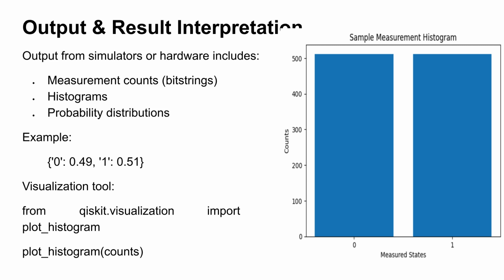Results from simulators or hardware include measurement counts and probability distributions. You can use the plot_histogram tool from qiskit.visualization to easily interpret your results graphically.